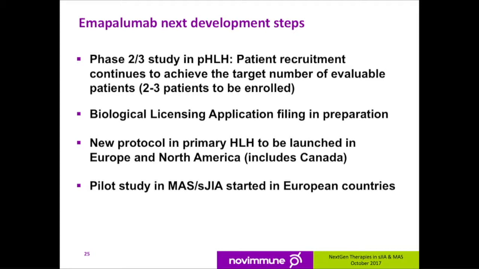These are the next development steps. The phase 2-3 study is continuing recruitment to achieve the target number of evaluable patients. A biologics license application filing is in preparation in the US. There is a new protocol in primary HLH to be launched in Europe, the United States and Canada. And there is a pilot study just opened in Europe in MAS in the context of SJIA.